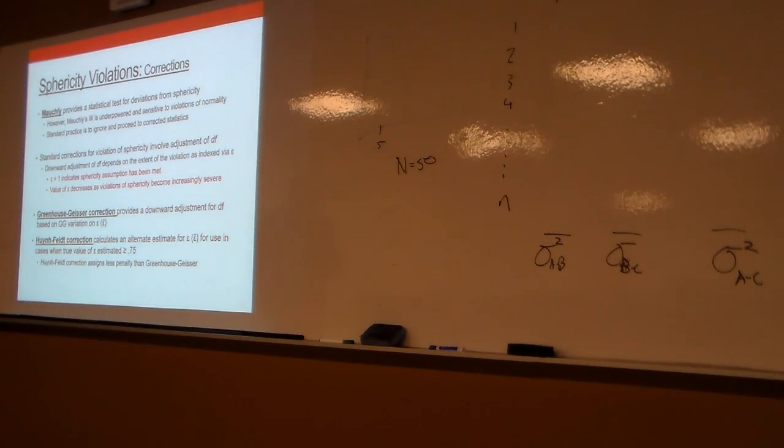Estimates epsilon slightly differently, and so the idea is that we can use this if the true value of epsilon is greater than or equal to 0.75. Huynh-Feldt, you'll see, generally assigns less of a penalty than Greenhouse-Geisser. Greenhouse-Geisser is what people would typically use in terms of being conservative.